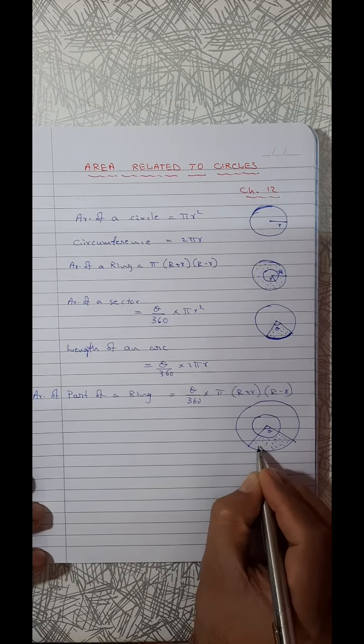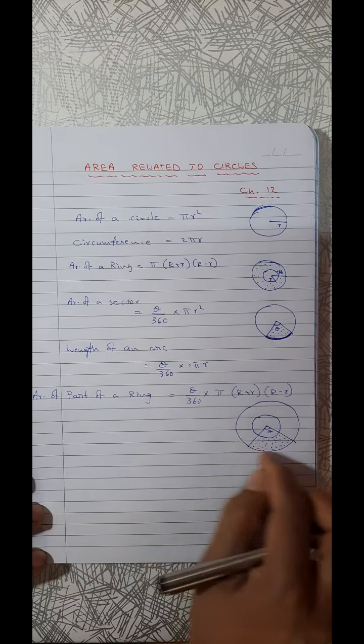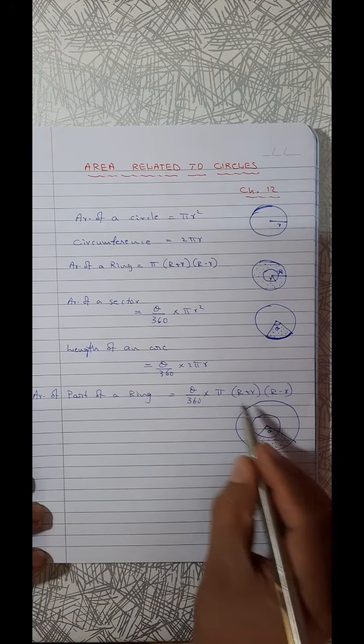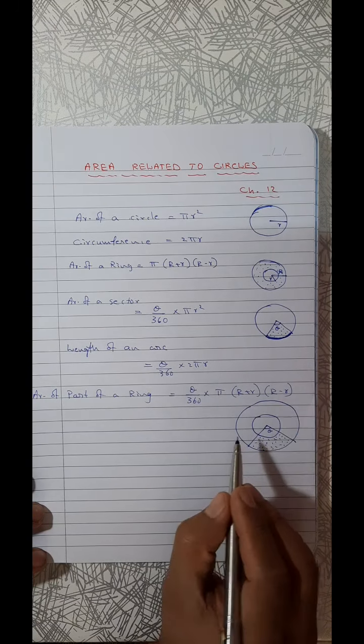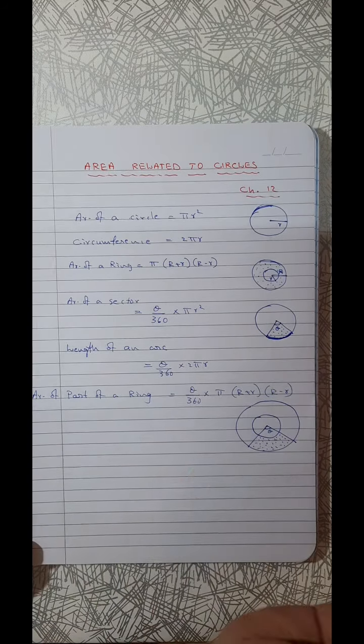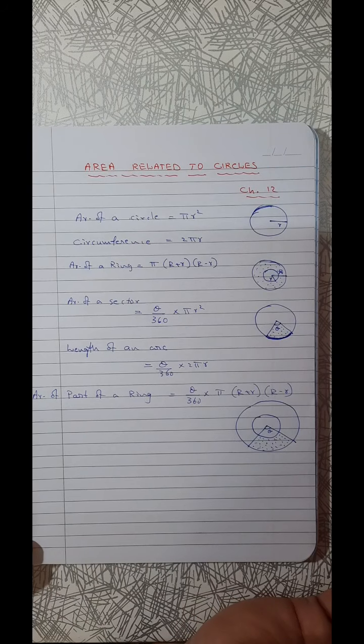Shaded part. Instead of getting a full ring, I need only this part of the ring. So full ring means pi into (R plus r) into (R minus r). Only one part needed means theta by 360. So area of part of a ring means that concept can be applied.